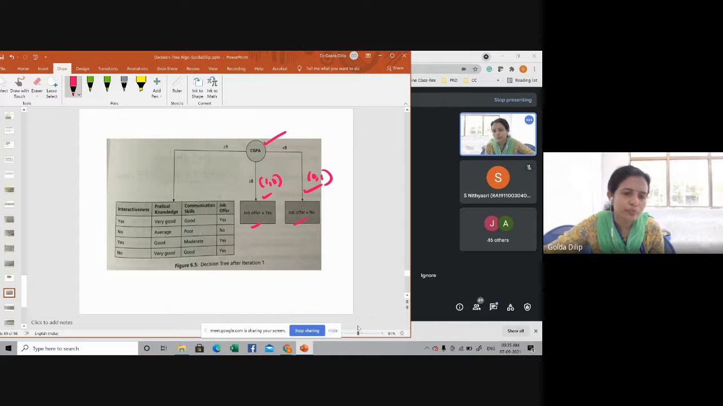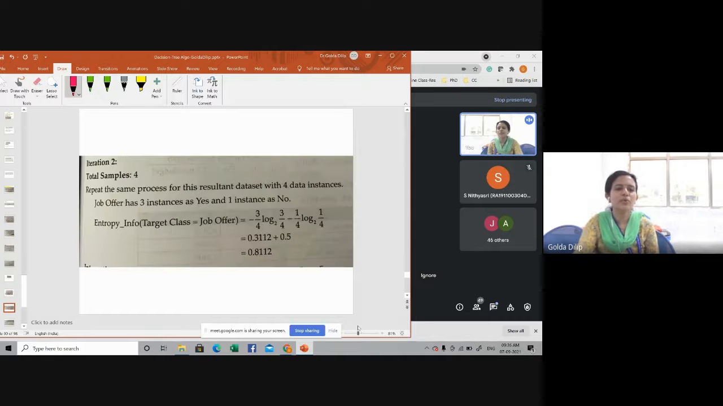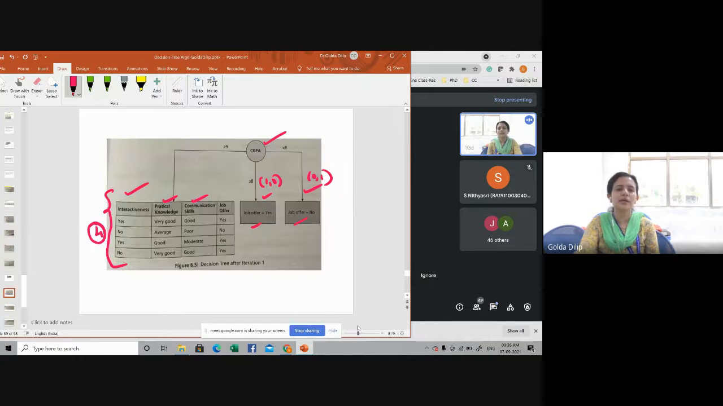Now we have interactiveness, practical knowledge, and communication skills. Based on this, we proceed with our next iteration. From a data set of 10 records, we have reduced to a data set of 4 records now. So you repeat the same procedure for the resultant data set with 4 data instances, only 4 rows here.